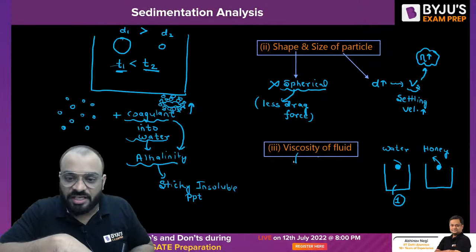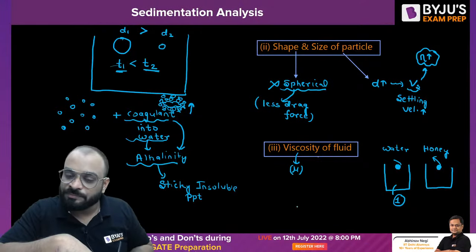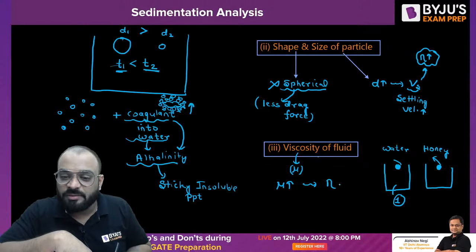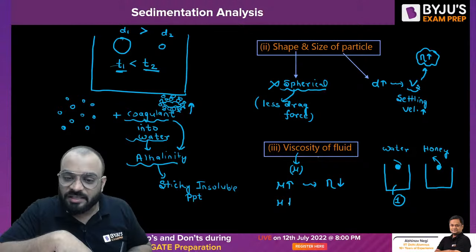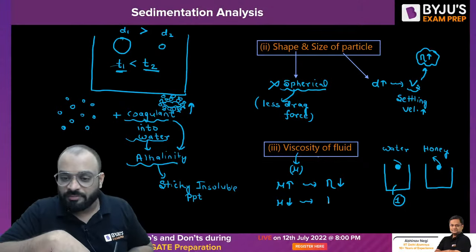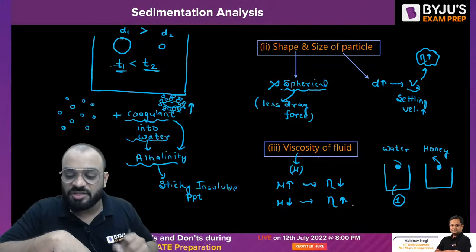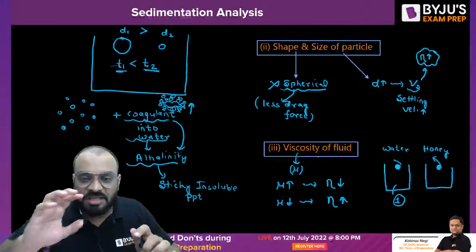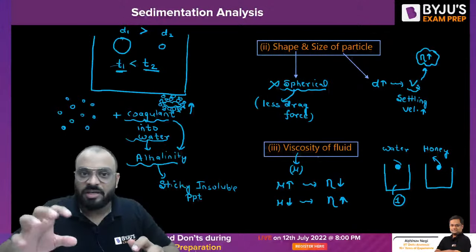The viscosity, generally we represent it by dynamic viscosity, which is nothing but mu. Correct? So if you have more viscosity of the fluid, then the sedimentation efficiency will be what? Lesser. If you have lesser viscosity of the fluid, that means it is easy to flow, and in that case the sedimentation efficiency will be more. Clear? So these are the 3 points which we need to control.